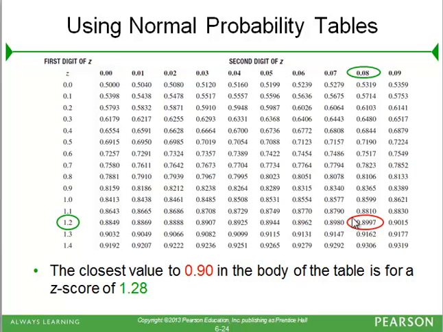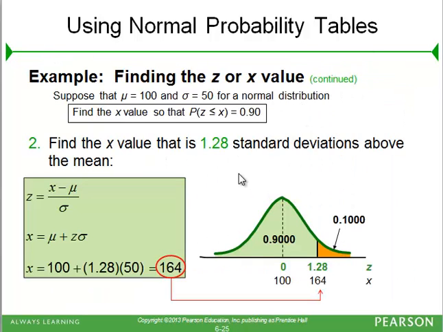So corresponding to this area size, that is the Z value is 1.28. Okay, 1.28. Once we find out the Z value is 1.28, we just plug it in this formula.